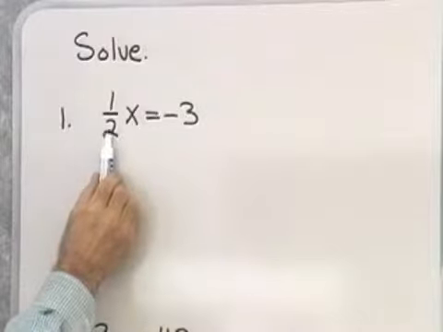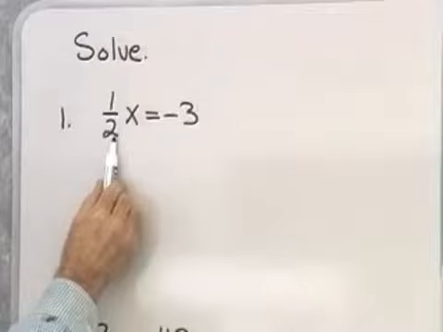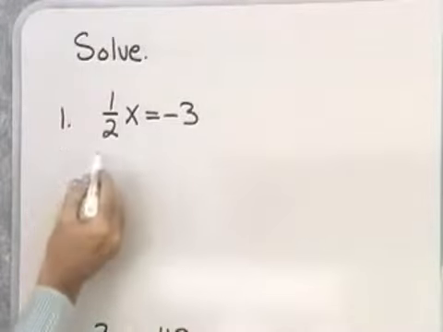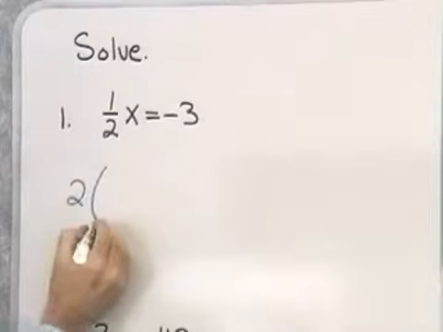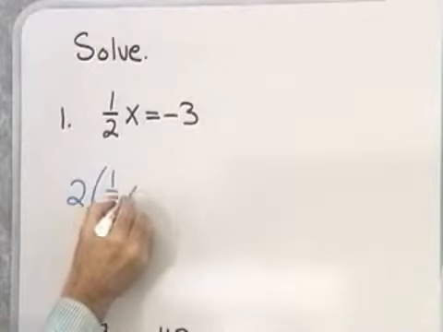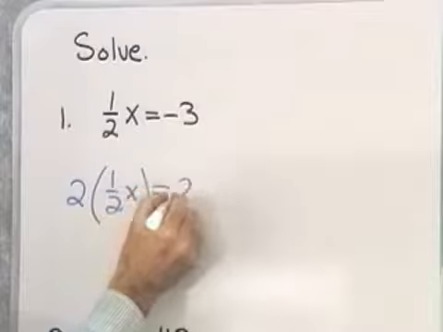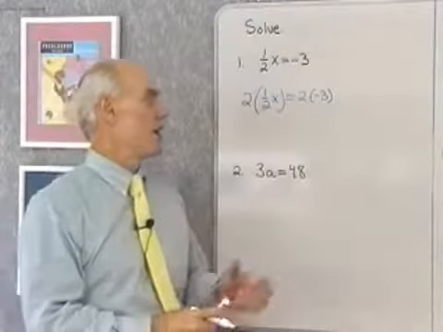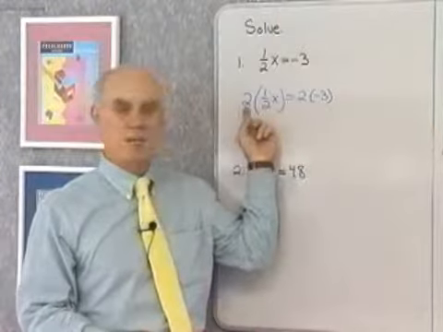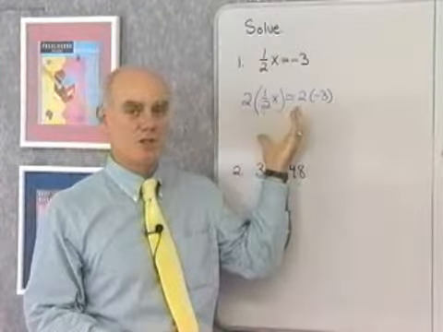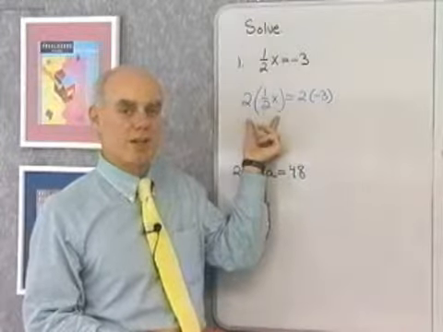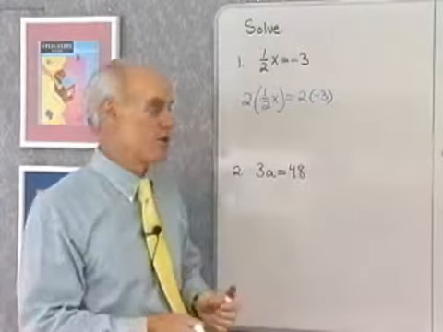But this time I have 1/2 times x, and what I want is 1 times x. So instead of adding the opposite, what I'm going to do is multiply by the reciprocal. The reciprocal of 1/2 is 2. So 2 times 1/2 x, and then 2 times -3. So that's the multiplication property, and it says I'm free to multiply both sides by 2 anytime I want, and it won't change the solution set. But what it will do is give me 1x right here on the left side, and so I will have solved this equation.